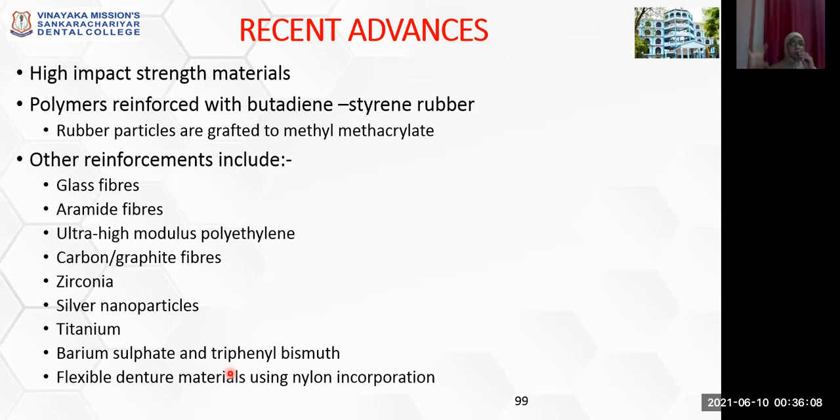In recent years many reinforcements have been done to this polymethyl methacrylate resin, like polymers reinforced with butadiene and styrene, and we have been using glass fibers, aramid fibers, polyethylene, carbon fibers, zirconia nanoparticles, silver nanoparticles, and titanium nanoparticles. Then you have also been using barium sulfate and triphenyl bismuth. This is mainly to bring about radiopacity in the resins.